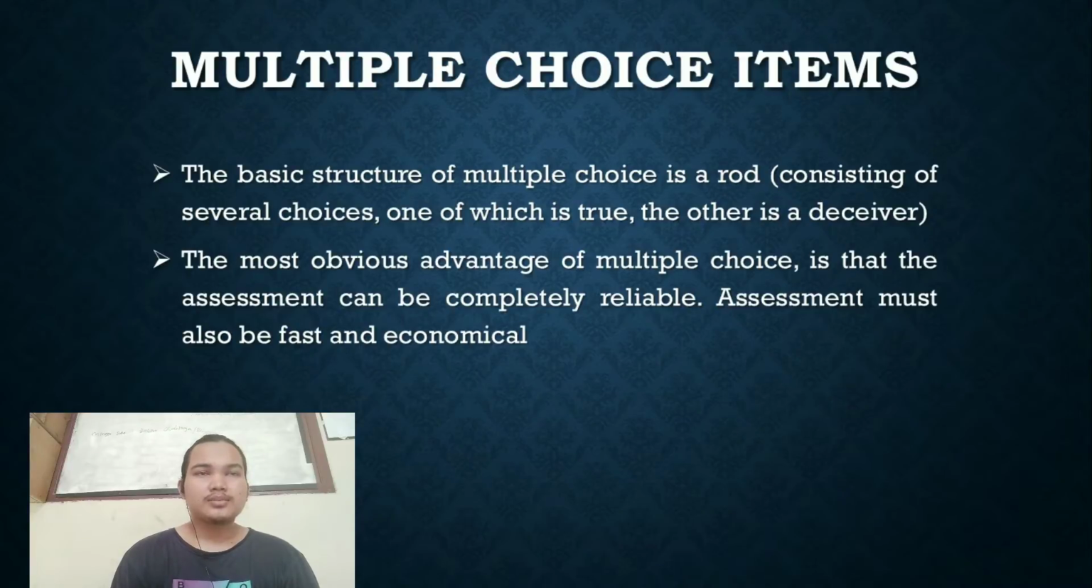Multiple choice items. The basic structure of multiple choice is a stem consisting of several choices, one of which is true, the others are distractors. The most obvious advantage of multiple choice is that the scoring can be completely reliable. Scoring must also be fast and economical.